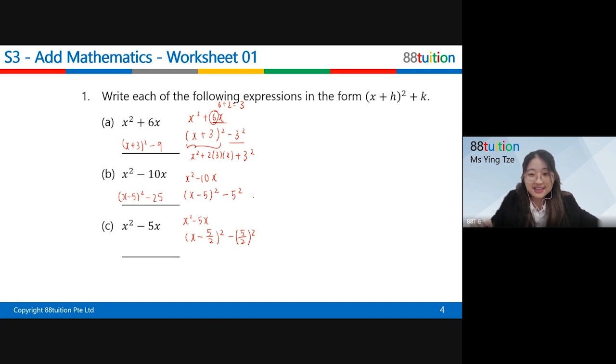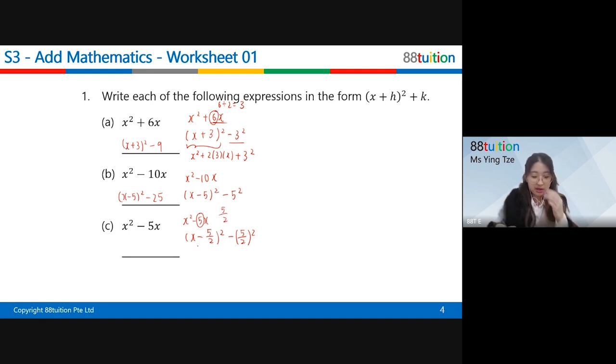Is it confusing? Can understand? Or which part, do you need me to explain any part? The fraction part. Okay, so I told you before that when you are trying to do the completed square thing, the coefficient of x, you just need to divide by 2, right? So 5 divided by 2 is just 5 over 2.